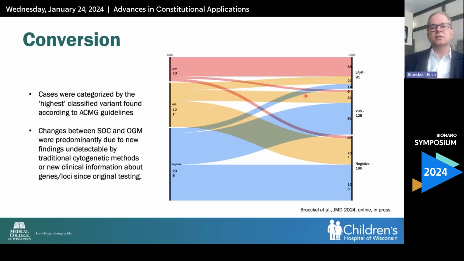The other question you could ask is how many cases were recategorized based on the OGM results?